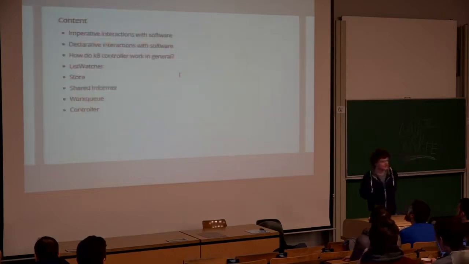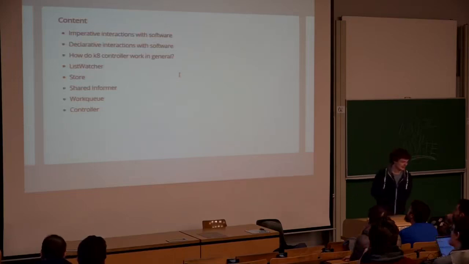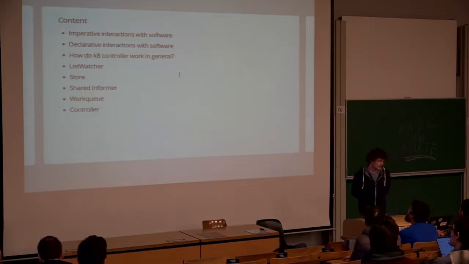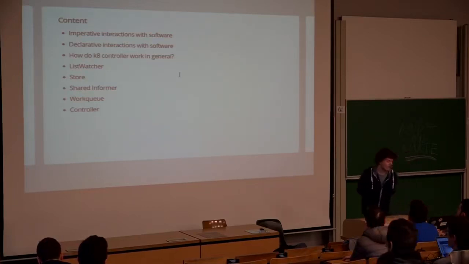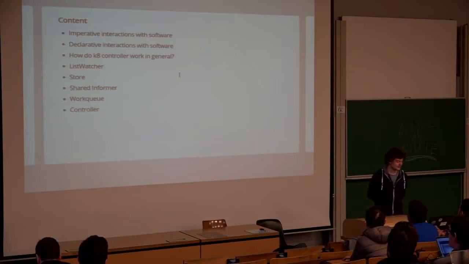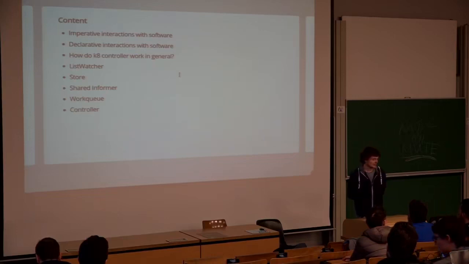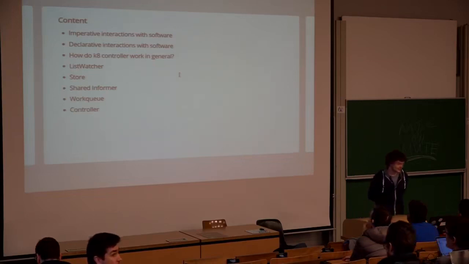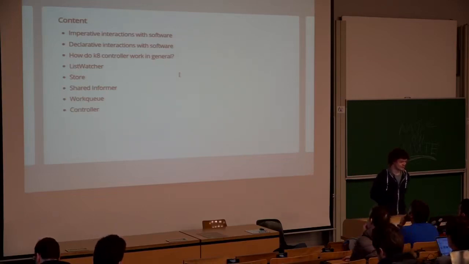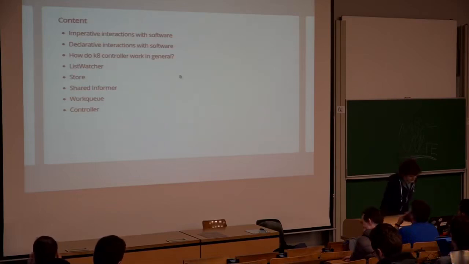When we look at the content, first I want to talk with you a little bit about imperative interactions with software. After we're through with that, I want to show you the same flow we went through in the imperative flow, how it can look like in a declarative flow. Then I want to tell you how Kubernetes in general creates controllers which can look into such declarative systems, and then we'll have a look at the main structures which Kubernetes uses to create controllers. The main structures are the so-called list watch, the reflector, the store, the shared informer, the workqueue. So let's start with the imperative interactions with software.